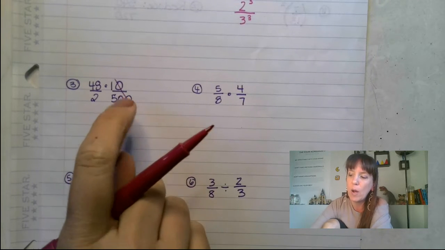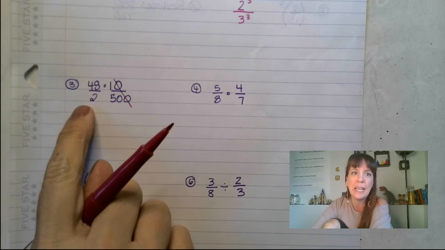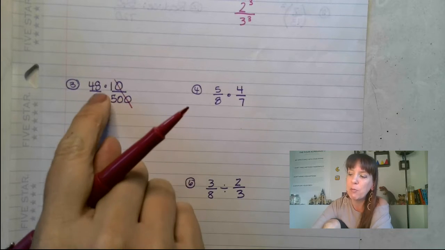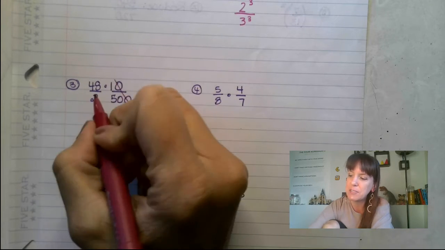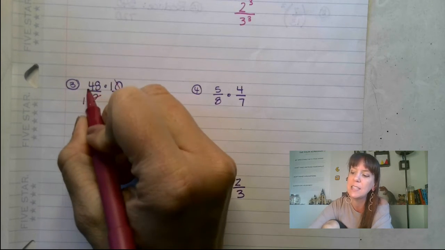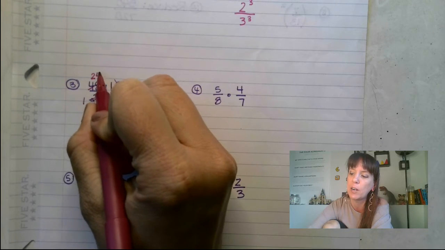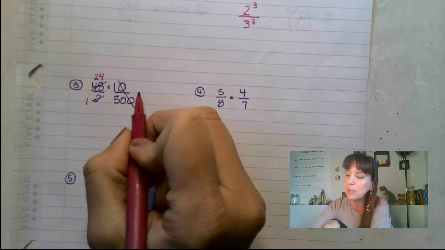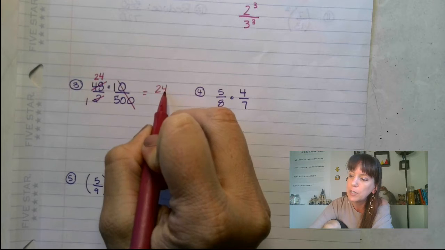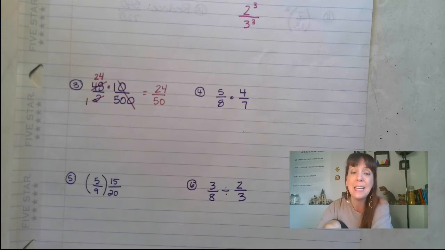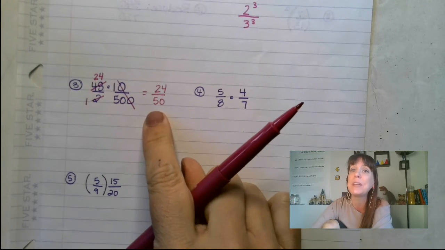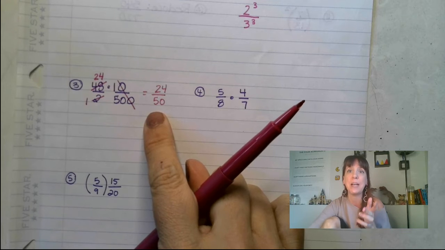Because now what I have is 1 and 50, 48 and 2. Again, 48 and 2, I can cut those in half. Divide this by 2, I get 1. Divide this by 2, I get 24. Now, just to clean this up a little bit, that's 24 over 50, but I am not done because those, you guys, are both even numbers, which means they can be divided by 2.